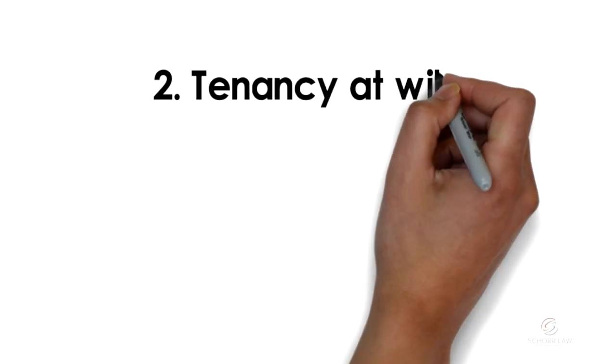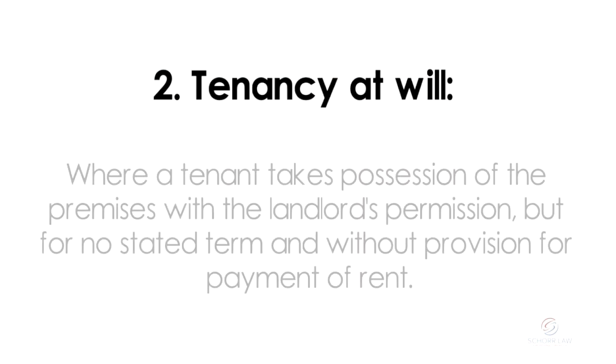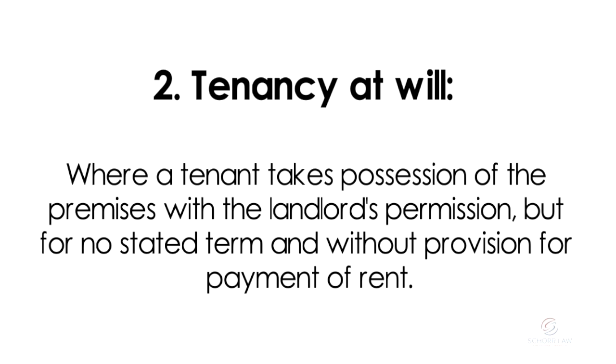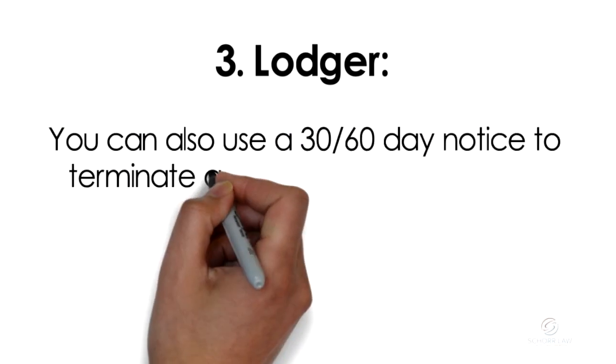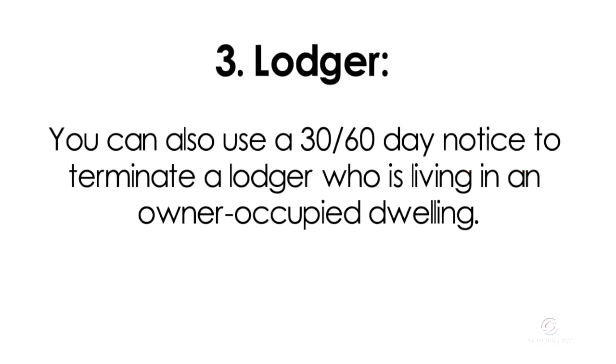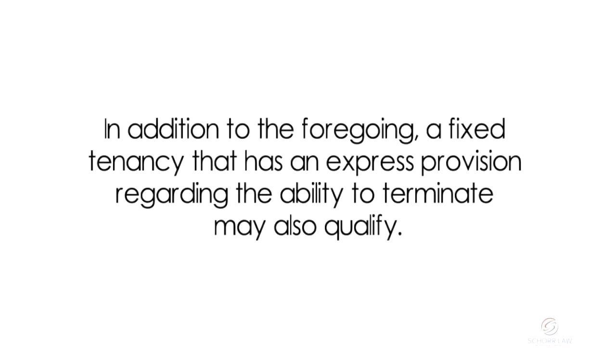Another type of tenancy is called tenancy at will. This is where the tenant takes possession of the property with the landlord's permission. However, there is no stated term and no provision for payment of rent. You can also use a 30 or 60-day notice to terminate a lodger who is living in an owner-occupied dwelling. In addition to the foregoing, a fixed tenancy that has an express provision regarding the ability to terminate may also qualify.